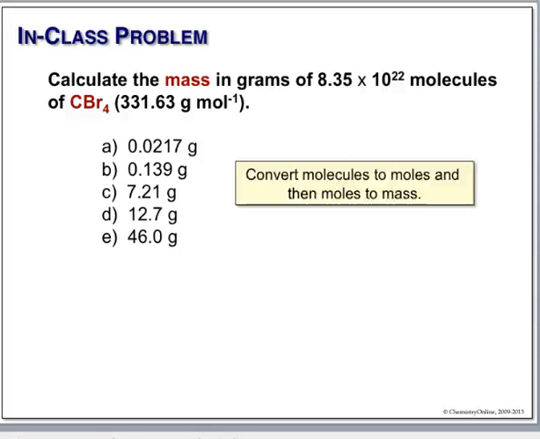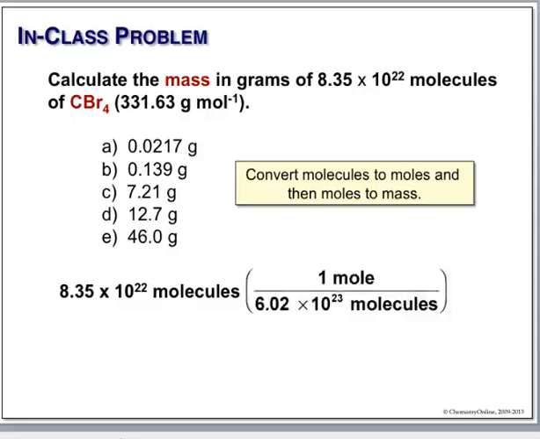All right. Start off with our given here. That's our number of molecules. We want to convert this to moles, so we're going to use Avogadro's number of molecules per mole. Molecules has to be in our denominator so that these will cancel.